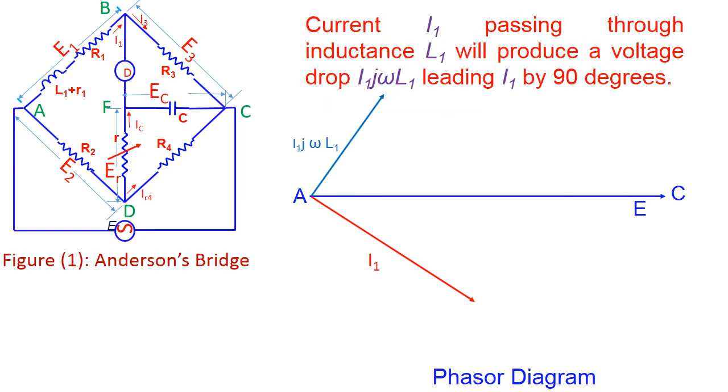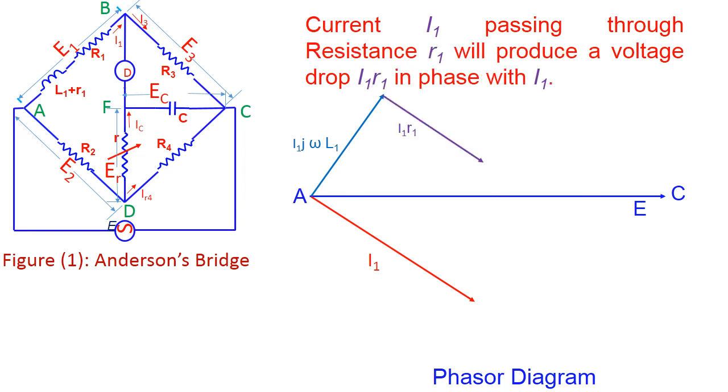Now, we will try drawing different phasors representing voltages across different components along the path of current I1. Current I1 passing through inductance L1 will produce a voltage drop I1 j omega L1 leading I1 by 90 degrees. Current I1 passing through coil resistance lowercase r1 will produce a voltage drop I1 r1 in phase with I1. This is shown in the diagram by the violet color phasor.